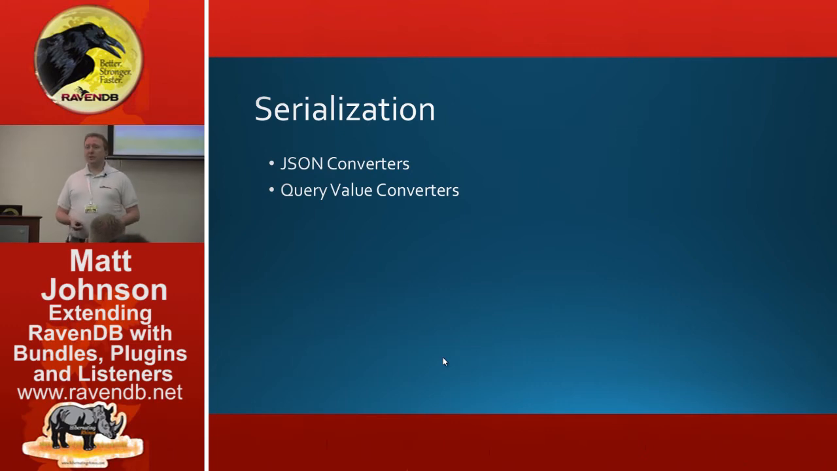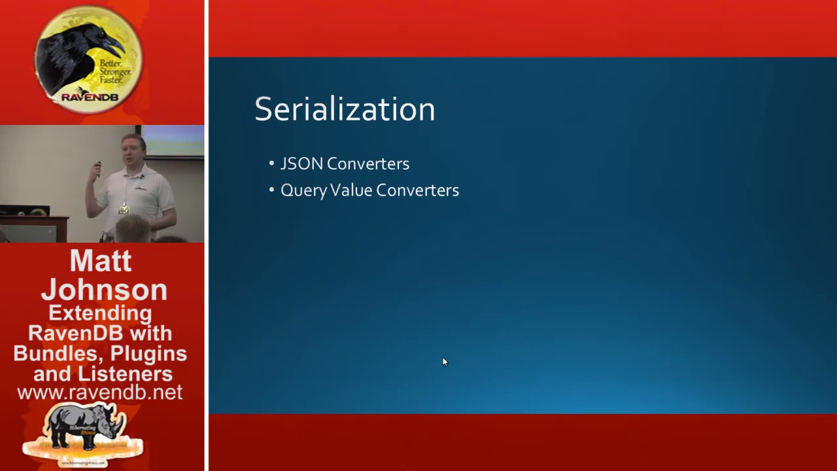When you saw earlier, I was querying by an instant. Well, Raven, JSON, they don't know anything about instants, so I have to teach it first how to serialize an instant, then I have to teach it how to wire up that instant to the converter.